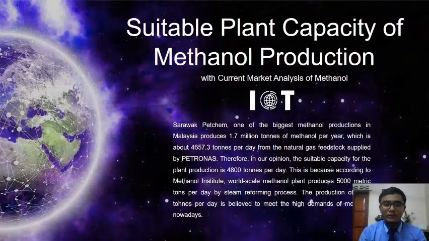Sarawak Petchem, one of the biggest methanol producers in Malaysia, produces 1.7 million tons of methanol per year, which is about 4,657.3 tons per day from the natural gas feedstock supplied by Petronas. Therefore, in our opinion, the suitable capacity for the plant production is 4,800 tons per day.